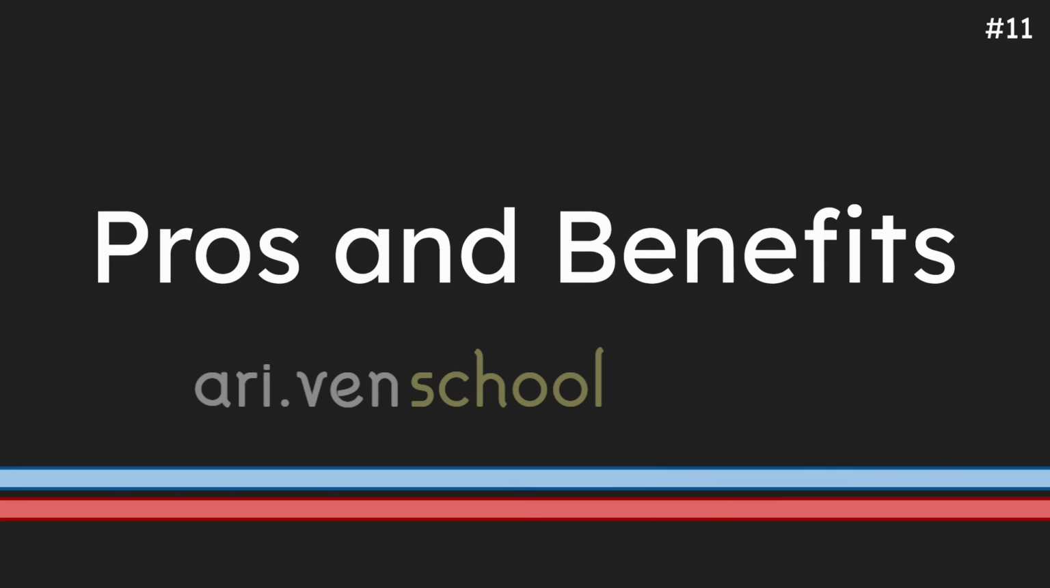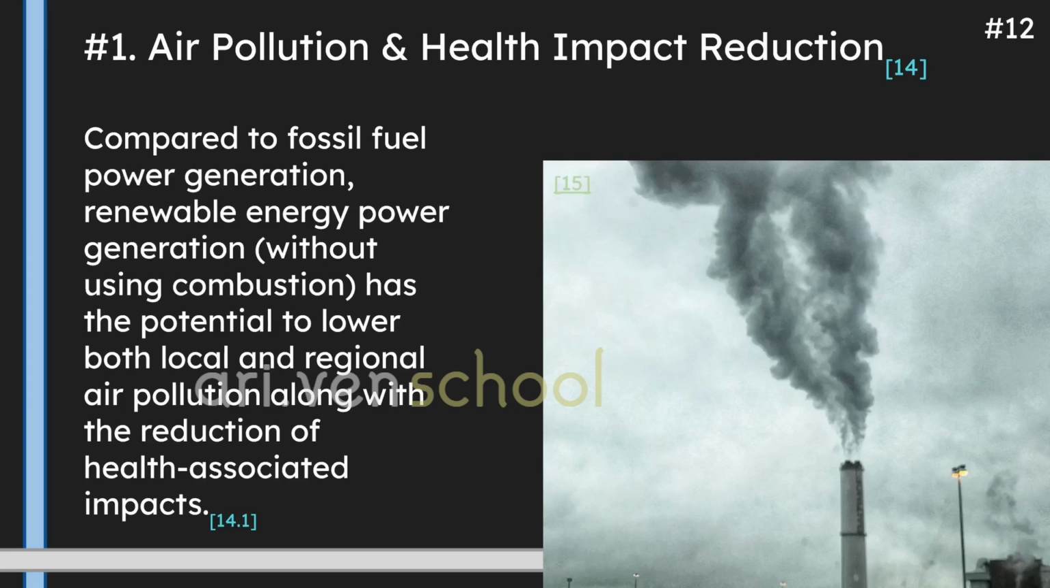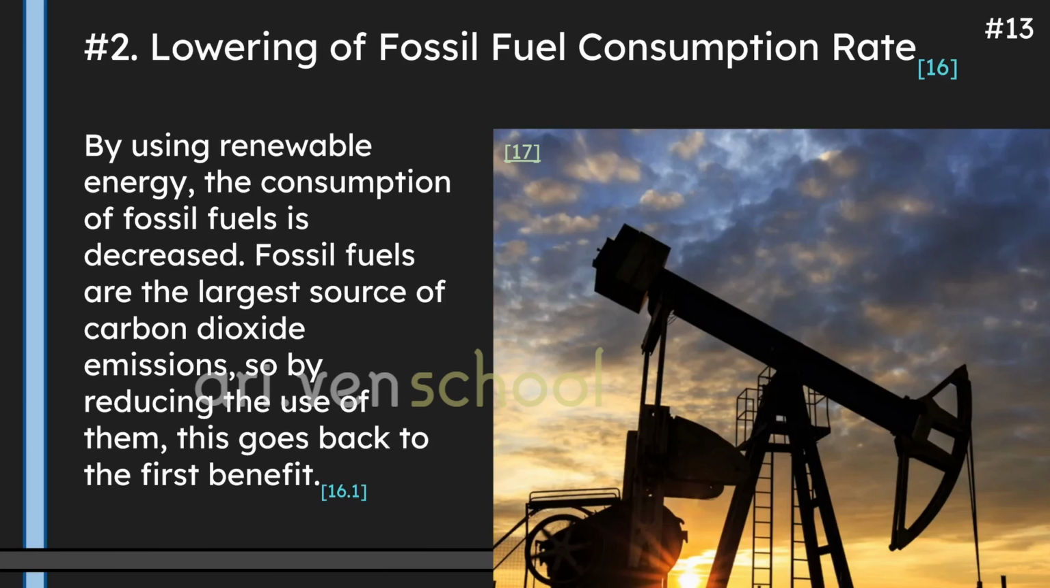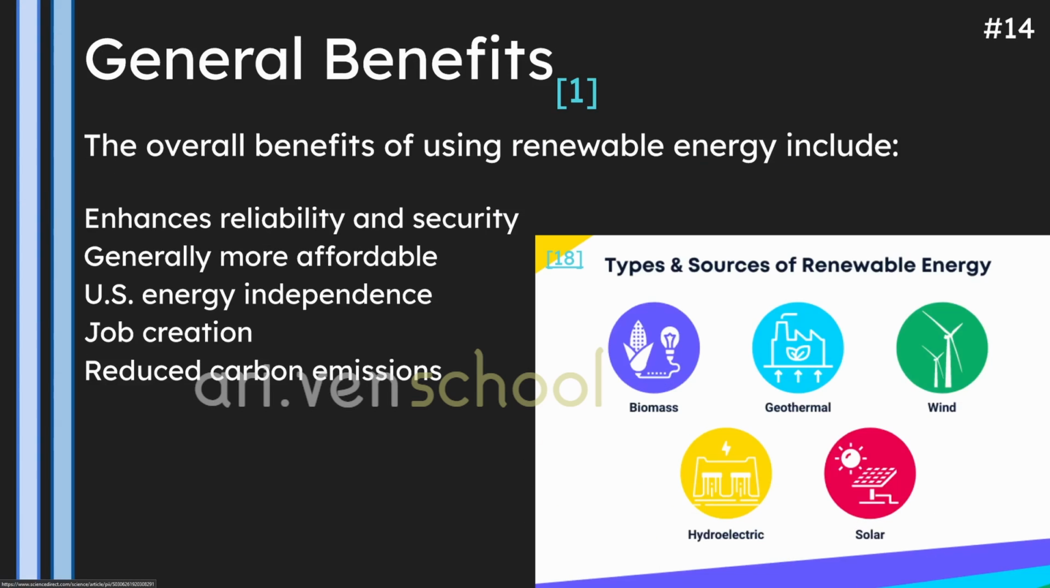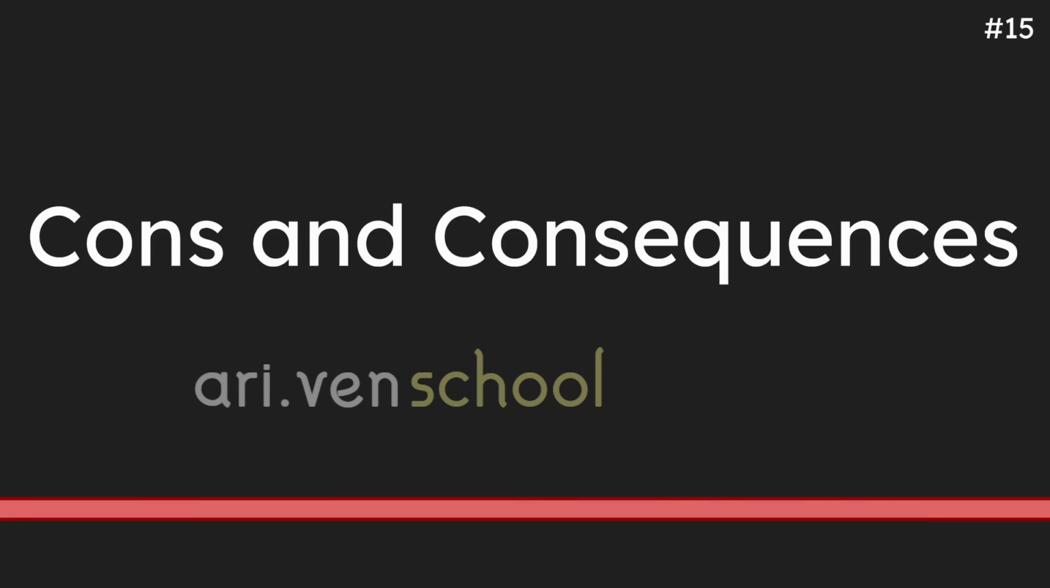So let's go over the pros and benefits now. Compared to fossil fuel power generation, renewable energy power generation without combustion has the potential to lower both local and regional air pollution, along with reducing health-associated impacts. Secondly, by using renewable energy, the consumption of fossil fuels is also decreased. Fossil fuels are a large source of carbon dioxide emissions, so by reducing the use of them, this goes back to the first benefit. The overall benefits of using renewable energies include enhanced reliability and security, more affordability, more energy independence in the US, more jobs being created, and reduced carbon emissions.